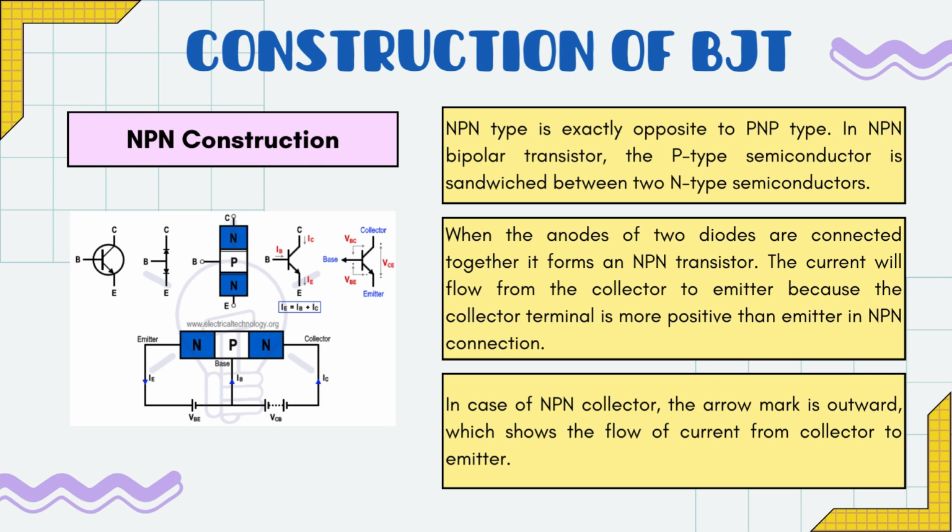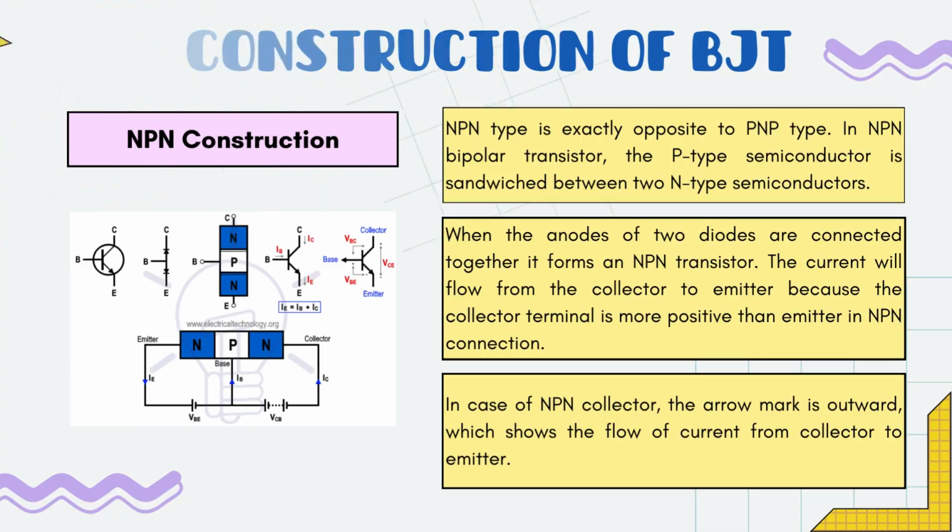It happens because the collector terminal is more positive than the emitter. In the case of NPN, the arrow mark at the emitter is outward, which shows the flow of current from collector to emitter.